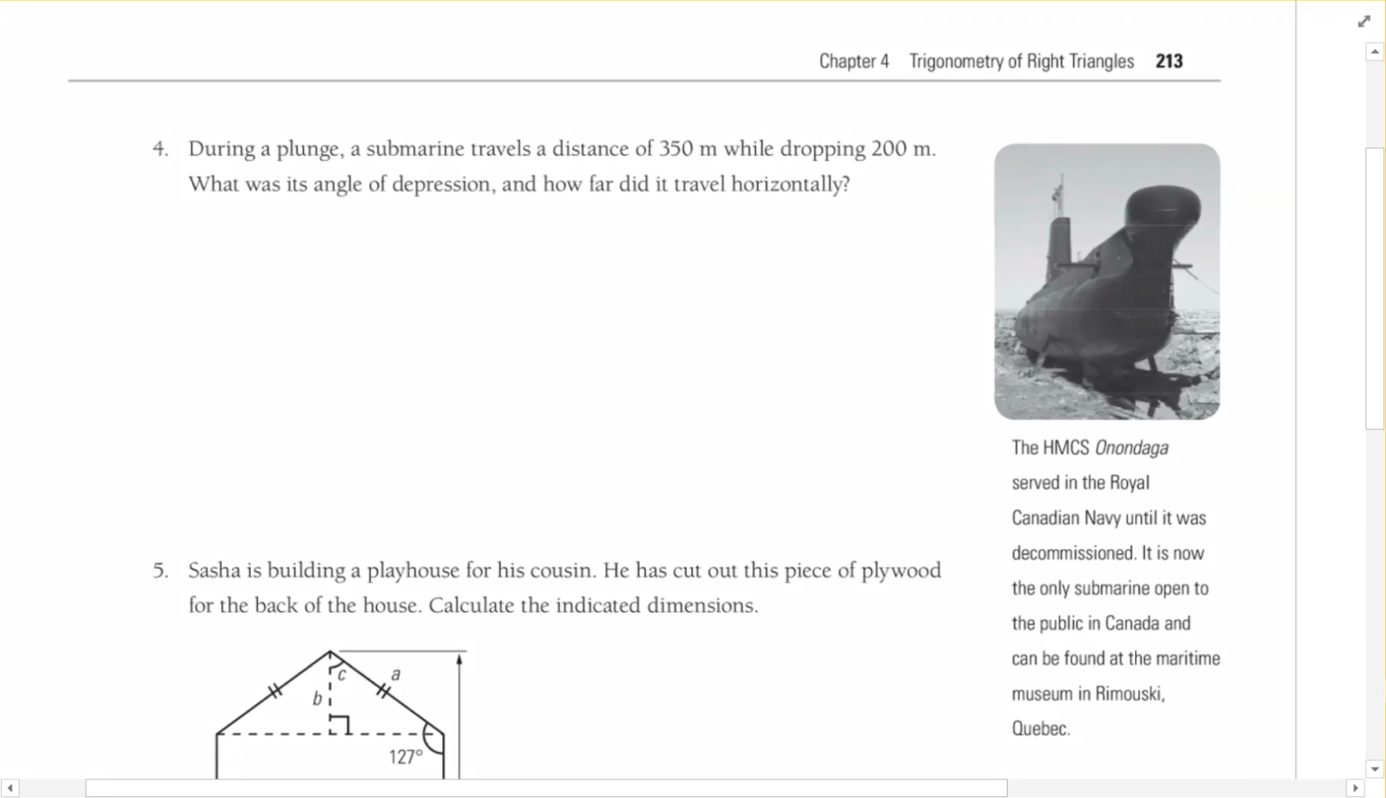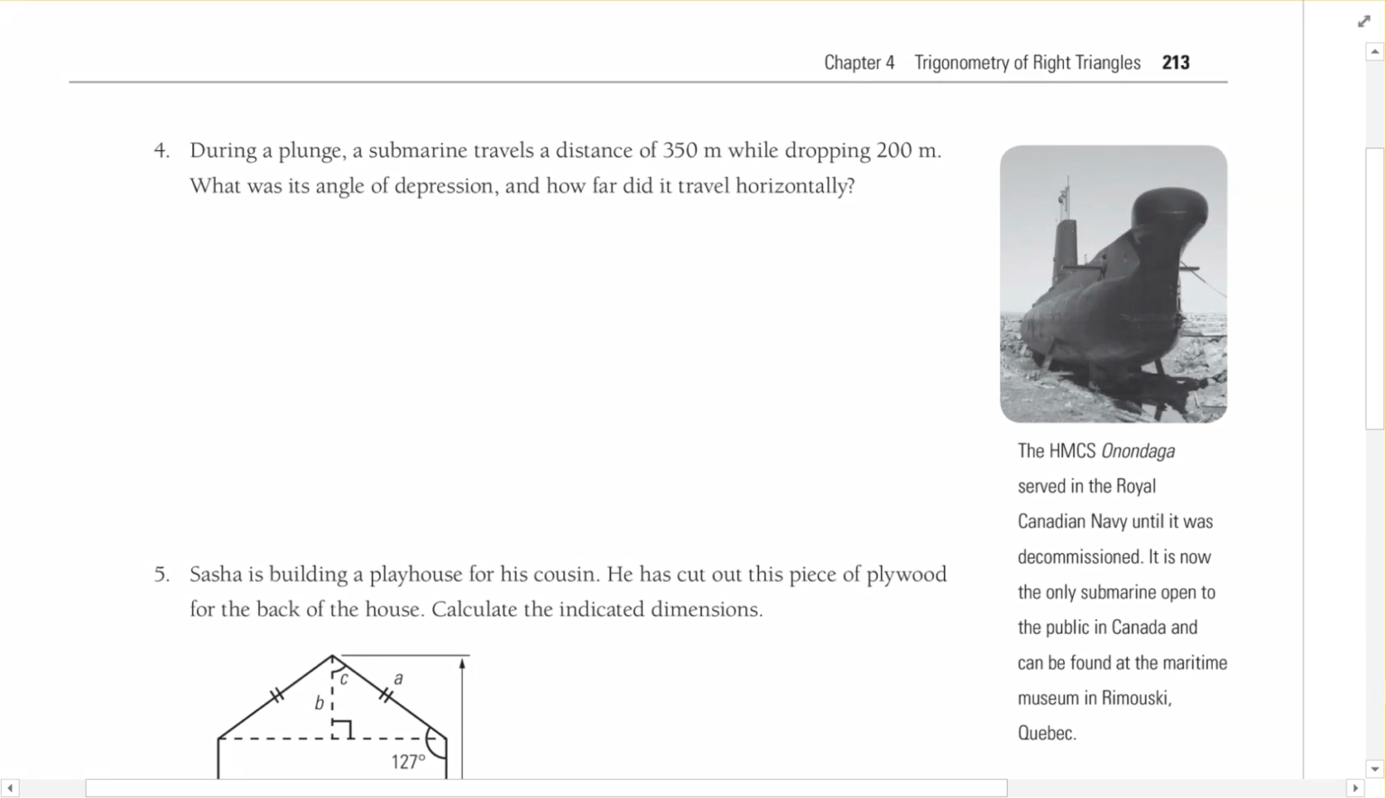Okay, number 4. During a plunge, a submarine travels a distance of 350 meters while dropping 200 meters. What is its angle of depression, and how far did it travel horizontally? So let's say we got our little submarine here. There's a little periscope, so you know it's a submarine. Oh, and little windows, right? So we got this thing, and it's saying that it travels a distance of 350 meters. So it's going down, right? Well, it's plunging down that way.